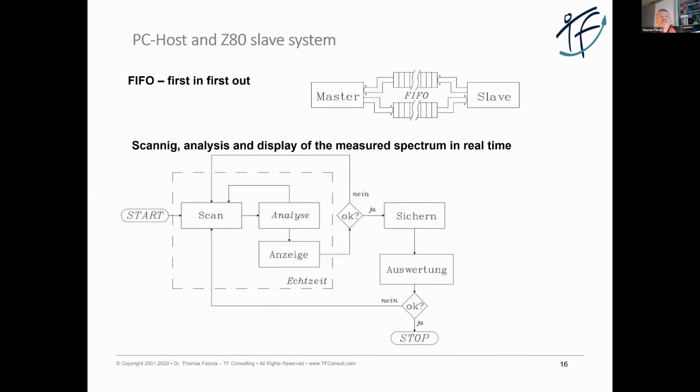So on the next slide, you can see the connection between the PC host and a Z80 slave, the master and slave. We had parallel FIFOs, and an appealing feature was that we could scan. So scanning, analysis, and display of the measured spectrum was now possible in real time, and we could divide it. So make the scans and the data acquisition on the slave system. And we had the mass data transfer and later the analysis and simulation, comparing with simulations on the PC. So this was, I think, a very good new feature.